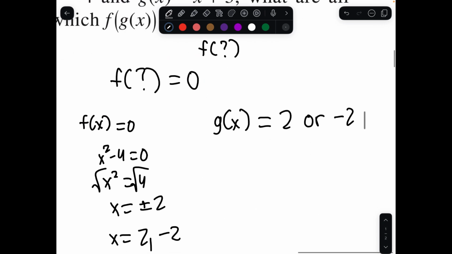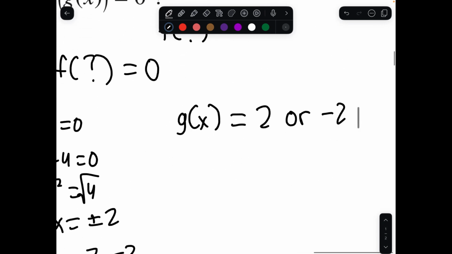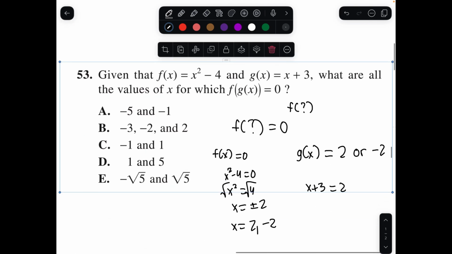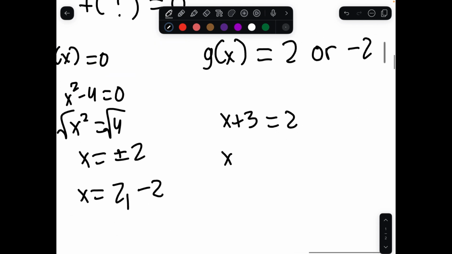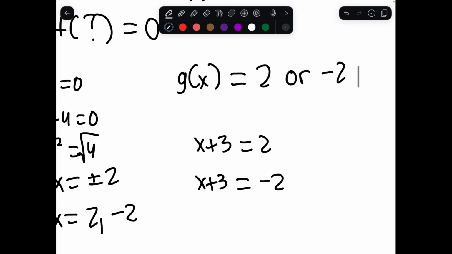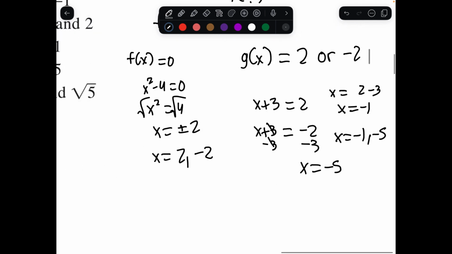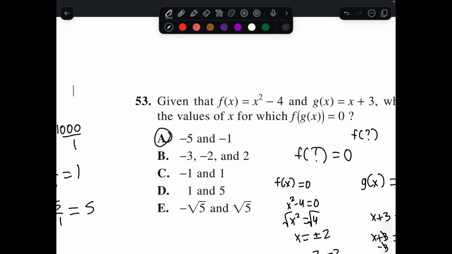And now we can just set g of x equal to 2 or negative 2. So x plus 3 equals 2. X plus 3 is the equation for g of x. And x plus 3 equals negative 2. And now we can just solve for x. So for this first one, we just subtract 3. So x equals 2 minus 3, which is negative 1. And for this bottom one, subtract 3, x equals negative 5. So x equals negative 1 and negative 5, which matches answer choice A.